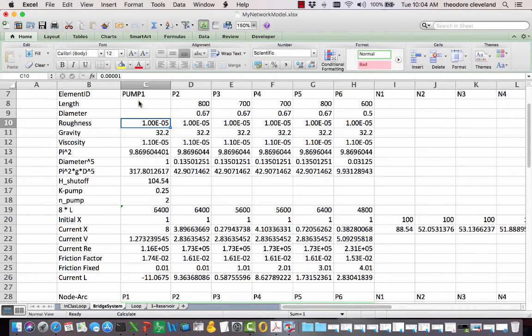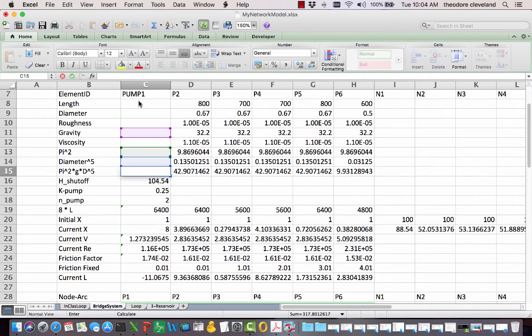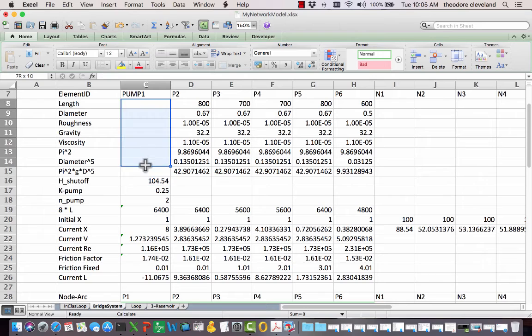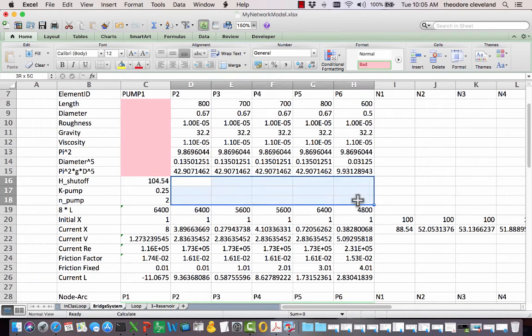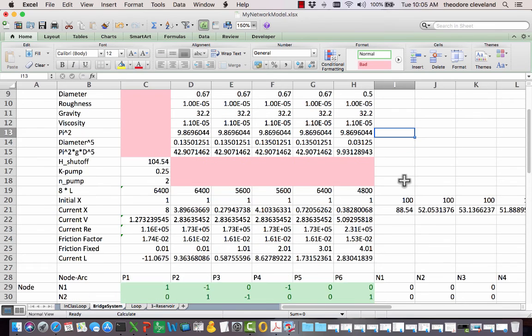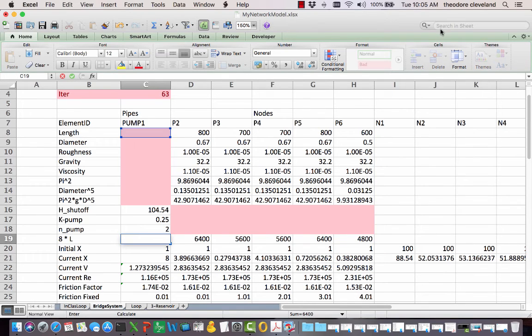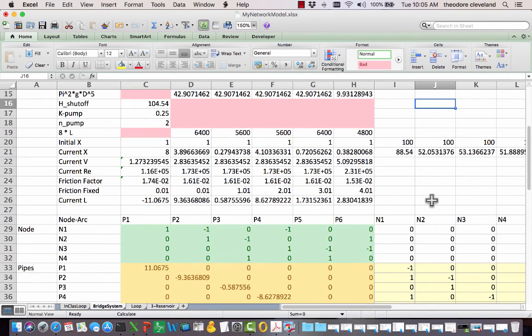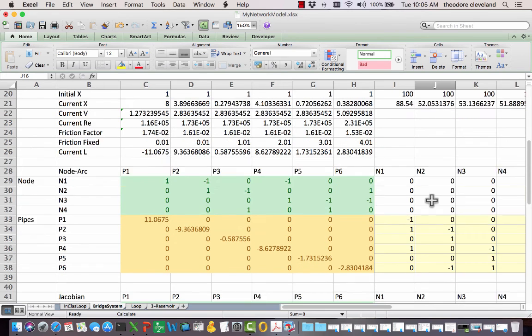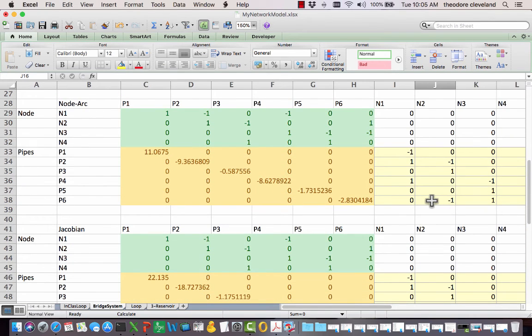Pumps don't have length, diameter, roughness, gravity, viscosity, pi squareds, diameter to the 5th. So we could even get pretty here. Control Z. We can even get pretty here and highlight that to indicate that those are blank for the various pump parameters. And there is our model. Very simple change to incorporate a pump into the model.